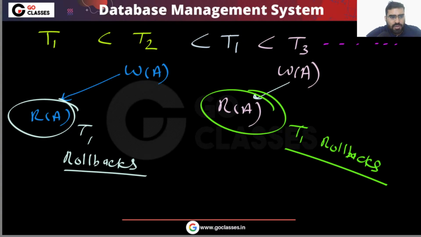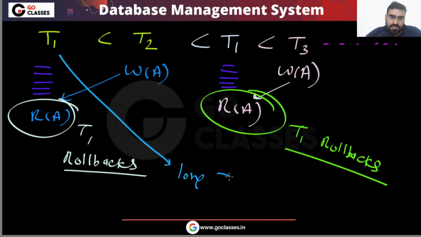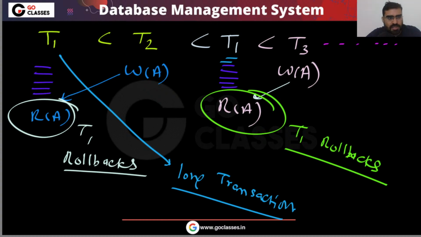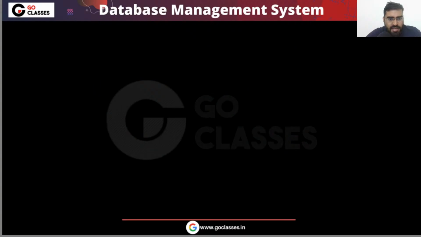For example, maybe this T1 is a long transaction. So many things it will do, and again it will roll back. Is this clear? Ekta, Yuvraj, Sumant, is it clear that you have a long transaction? When it comes back, again you roll back. Very simple scenario I am giving.